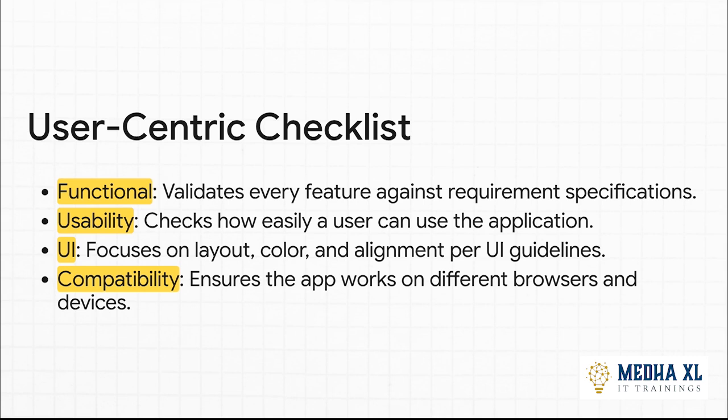Then we have usability testing. This goes a bit deeper. Is that light switch easy to find in the dark? Is it in a logical place? Next is UI testing. That's user interface. This is all about the look and feel. Does the paint color match the brochure? Is everything aligned properly? And finally, there's compatibility testing. This is making sure your house key doesn't just work on your iPhone, but also on your Android, and on Chrome, and on Safari. You get the picture.